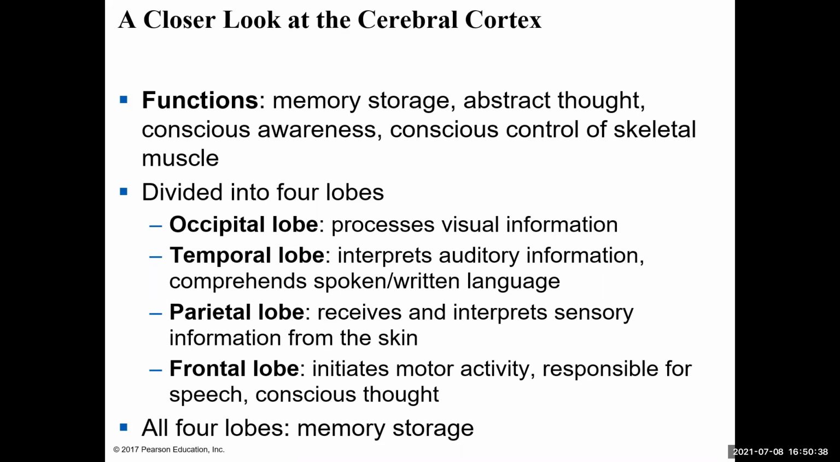Now, the cerebral cortex has a lot of different functions. It functions for memory storage. Remember, we said that the cerebrum can work with the limbic system for memory. So it helps with memory storage, abstract thought, awareness, and control of skeletal muscles. And it's actually interesting because depending on what area of the brain you look at or examine in the cerebral cortex, that specific area could control a different part of the body. We'll look at that here in a second.